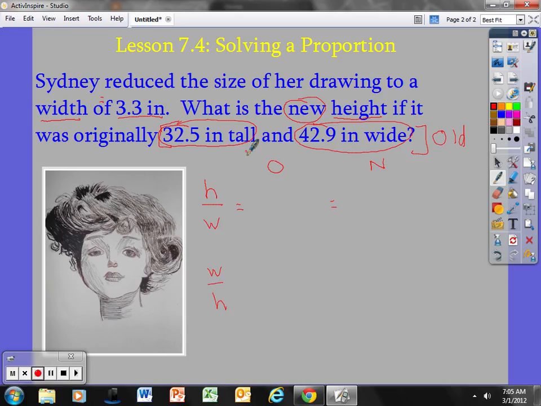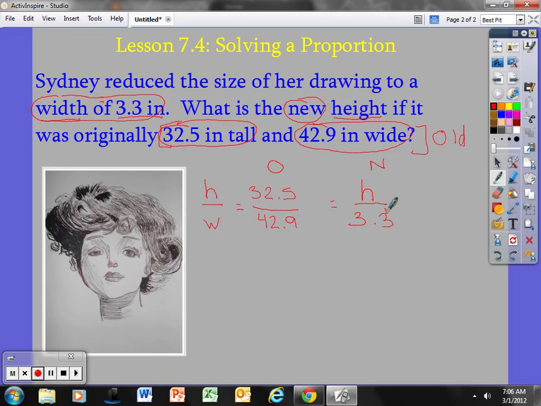So tall has to deal with height. So we have 32 and a half inches tall over 42 and 9/10 inches wide. That is equal to my new. Now let's go back. Sydney reduced the size of her drawing to a width of 3 3/10 inches. Width has to do with wide, so the width is going to have to go on the bottom. So 3 3/10 of an inch wide. I do not know the new height, so I'm going to put my h there as my variable to stand for the unknown.